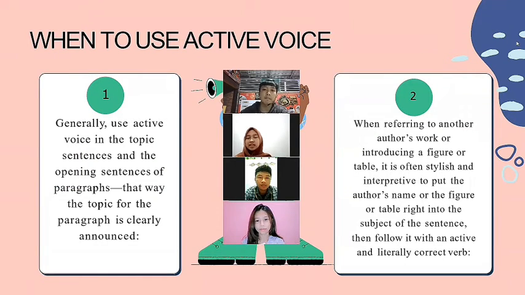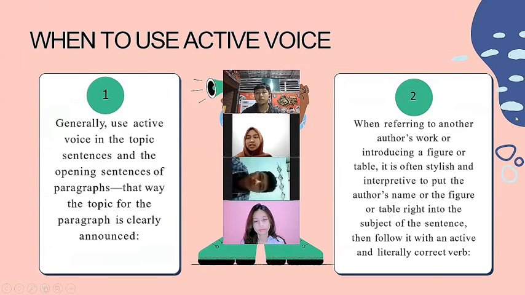When we use active voice, the first, generally, we use active voice in the topic sentence and the opening sentence of a paragraph. That way, the topic for the paragraph is clearly announced. And the second, when referring to another author's work or introducing a figure or table, it is often stylish and interpretative to put the author's name or the figure or table right into the subject of the sentence, then follow it with an active and literally correct verb.